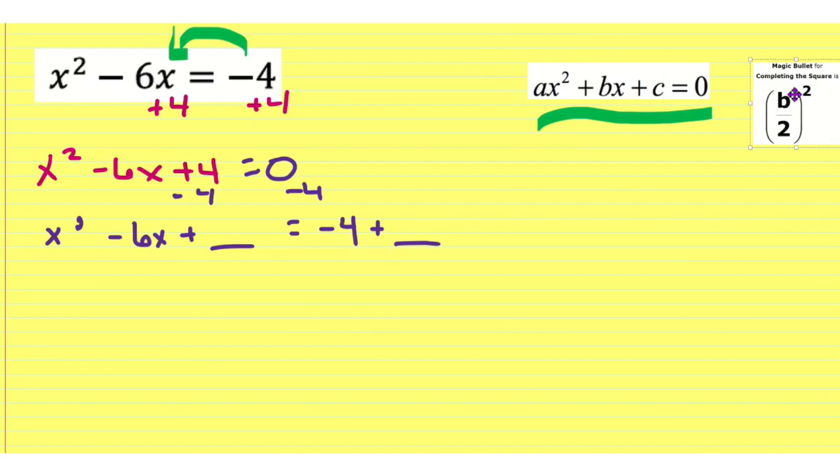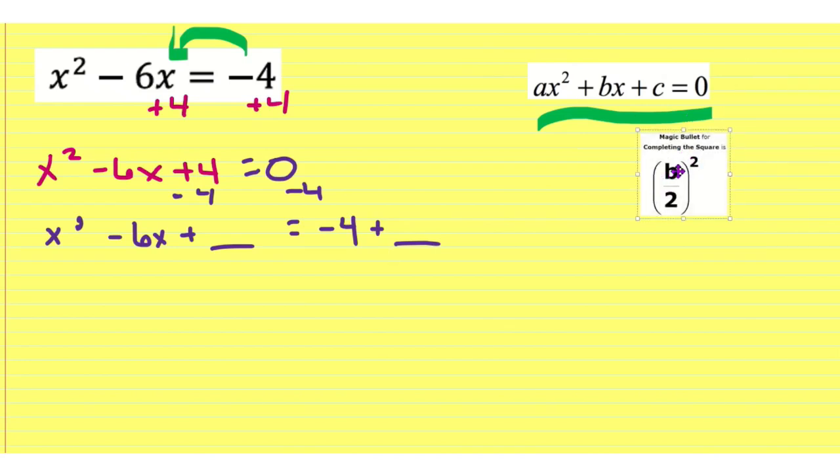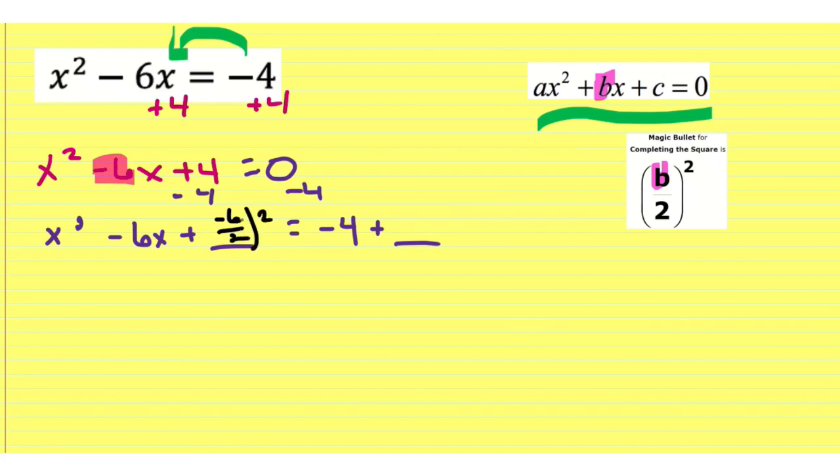And what am I going to put into there? That blank space, I'm going to put the magic bullet for completing the square. B over 2 squared. And where do I find that B? I find it in front of the x term, and the number that is in front of the x term is the negative 6. So that means my magic bullet is going to be negative 6 divided by the 2 and squared. Okay, so over here, I'm just going to go ahead and work it out. What is negative 6 divided by 2? Negative 6 divided by 2 is negative 3, and negative 3 squared is negative 3 times negative 3, which is 9.